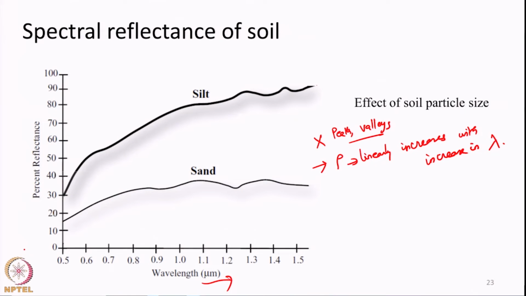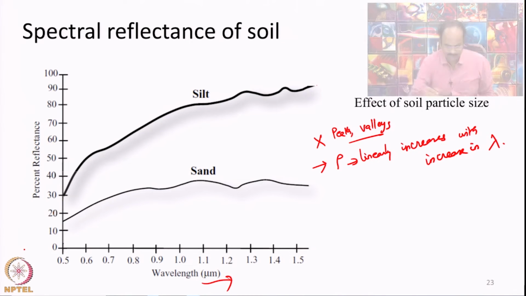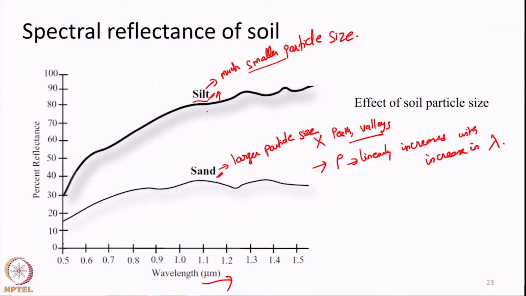First, we will start with the soil particle size. In general, the reflectance of the soil will increase when the particle size decreases. So, in this example, here we have two reflectance curves plotted, one for sand, another one for silt. Sand has larger particle size. Silt has much smaller particle size. So, when we plot like this, in general soils with finer or smaller particle size will have a higher reflectance than soils with larger particle size.